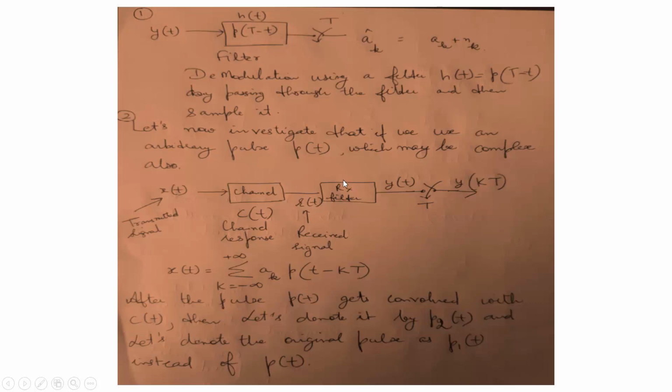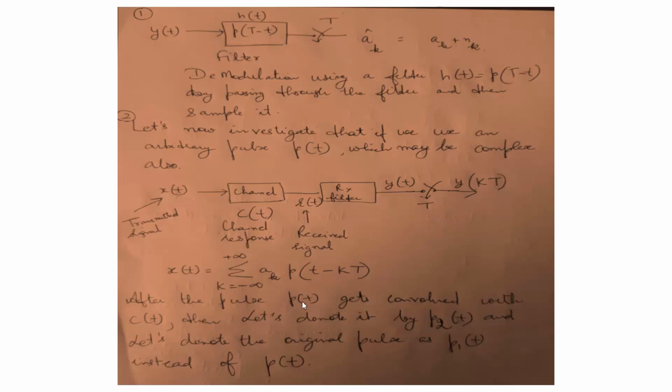Now r(t) is passed through a receiver filter. We will see the characteristics of this filter. For example, in this example, we are taking this filter p(T minus t). We will see what filter will be the optimum filter here, so that when the received signal is passed through this filter, what we get at the output is y(t). Let's denote it by y(t), and then y(t) is sampled after every T seconds to get y(kT), which is the estimate of the amplitude.